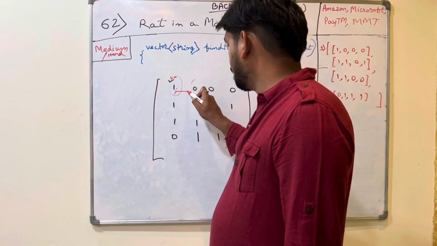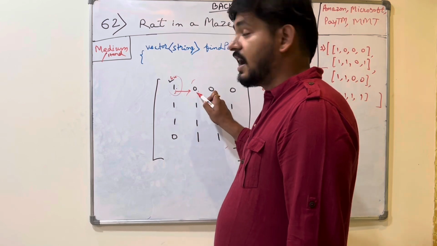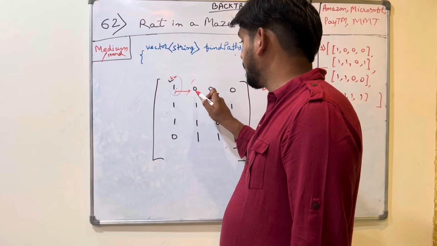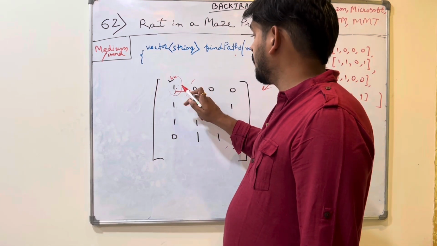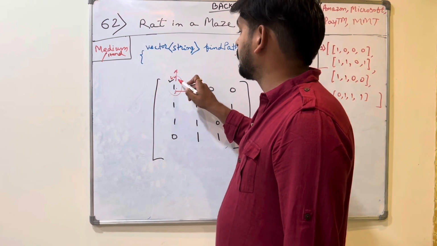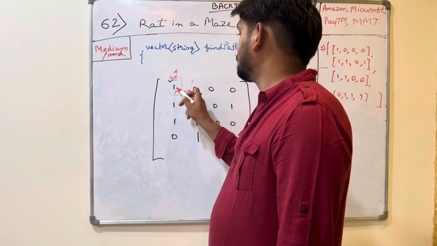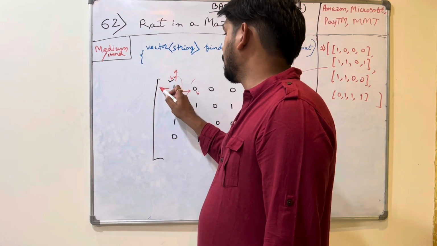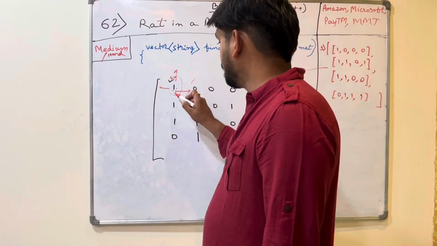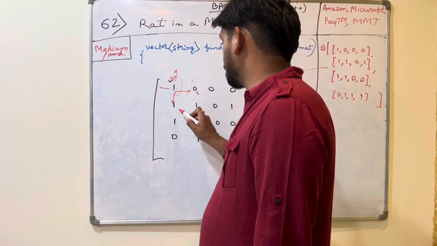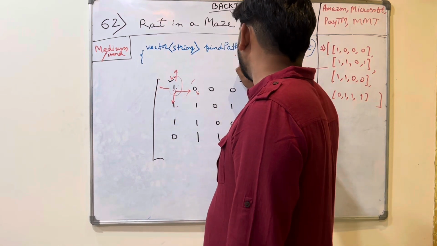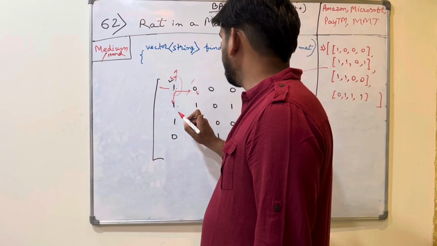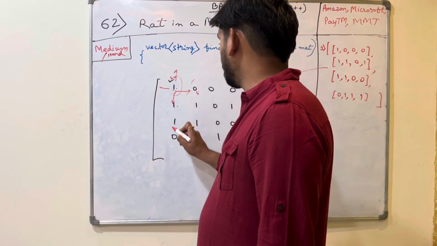If it moves to the right, it can't, because it's 0. It can't go up, since it is at index 0 0, and it can't go left either. So it has only one option, to go down. It goes down here, so we write D. Then it can go right also, or it can go down also.